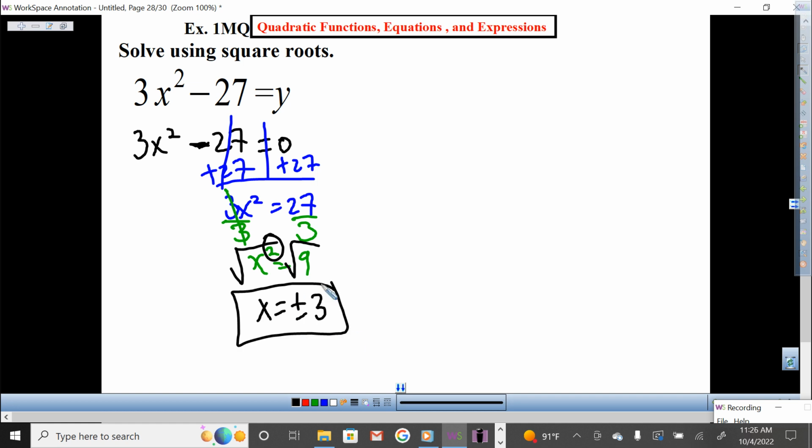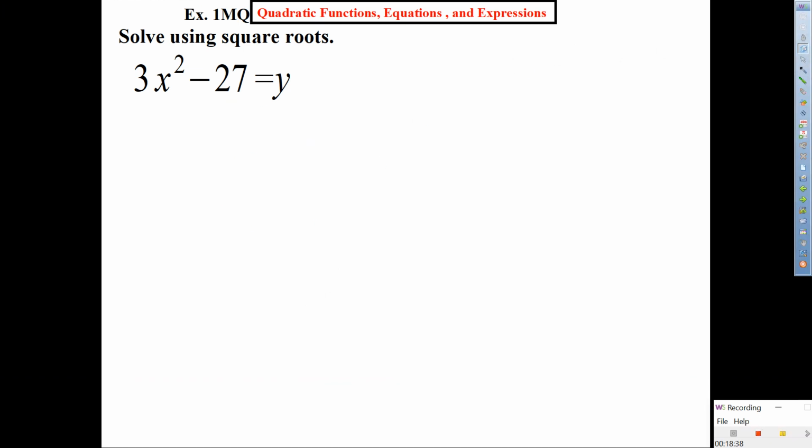Hands if you got that. All right, do another one. Copy this. Example 1 super Q, 4x squared minus 100 equals y.